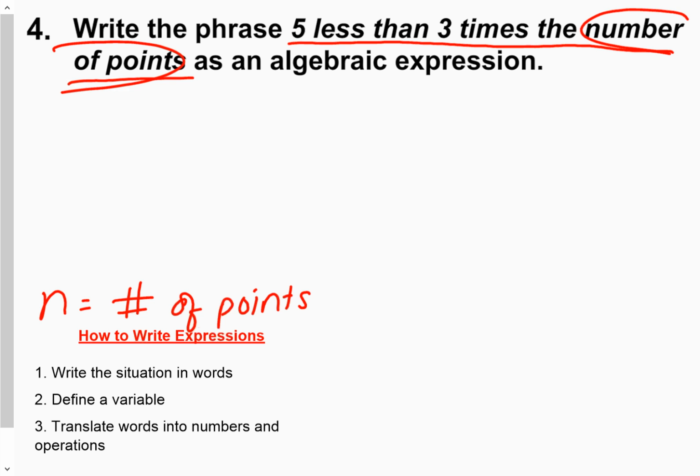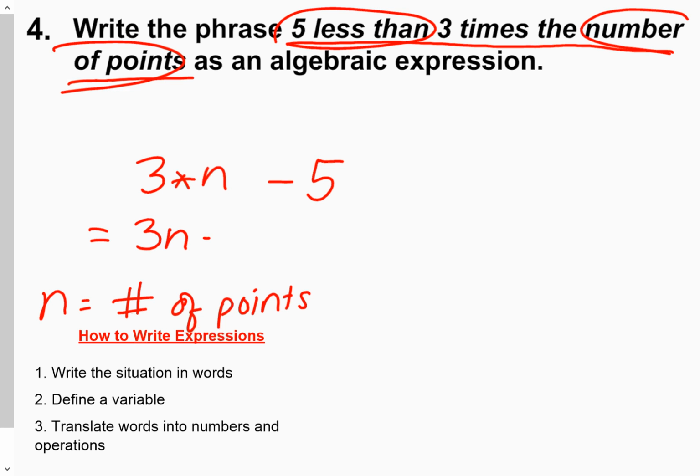Okay, now this is very interesting. It says 5 less than 3 times the number of points. So we know if you say 5 less than, it means subtract 5. And then it says 3 times the number of points. Again, we can simplify this part where it says 3 times n because we don't need the multiplication sign. So 3n minus 5.